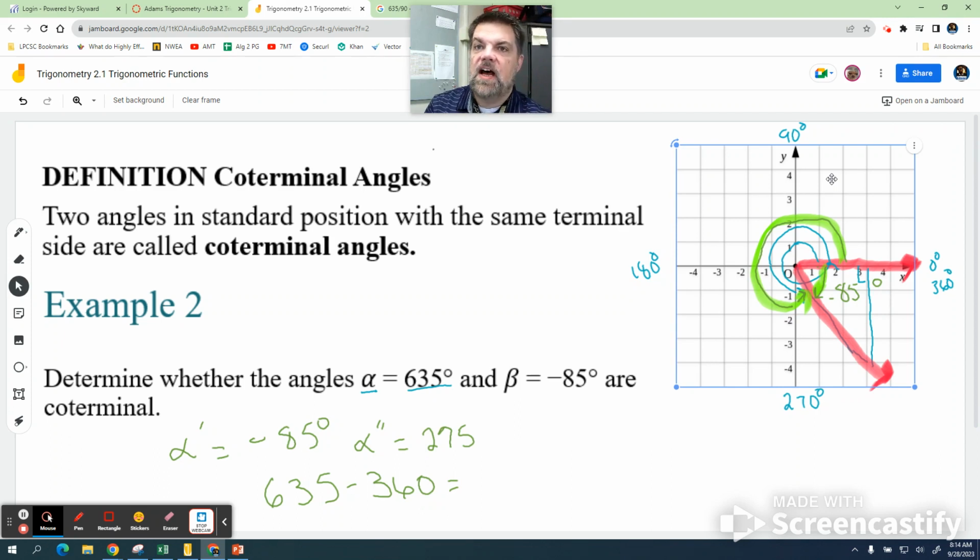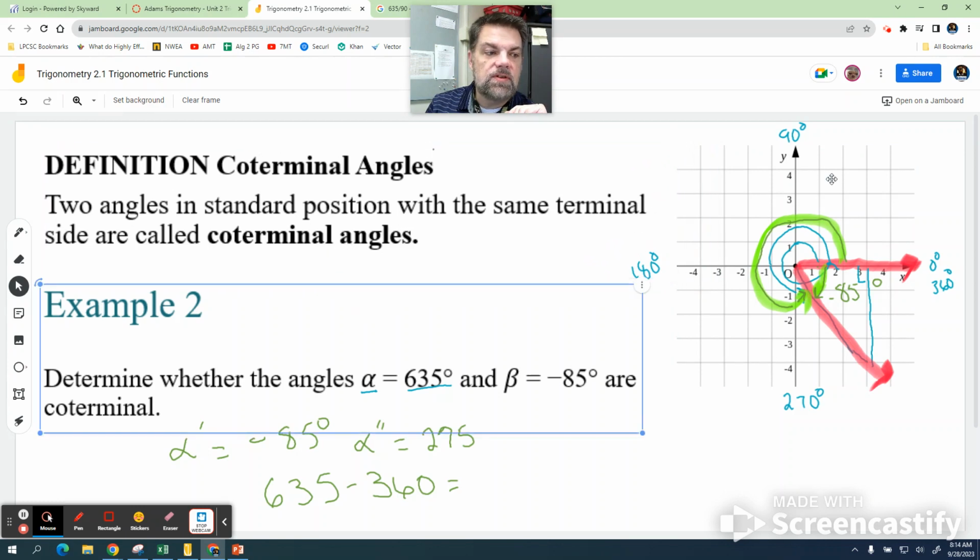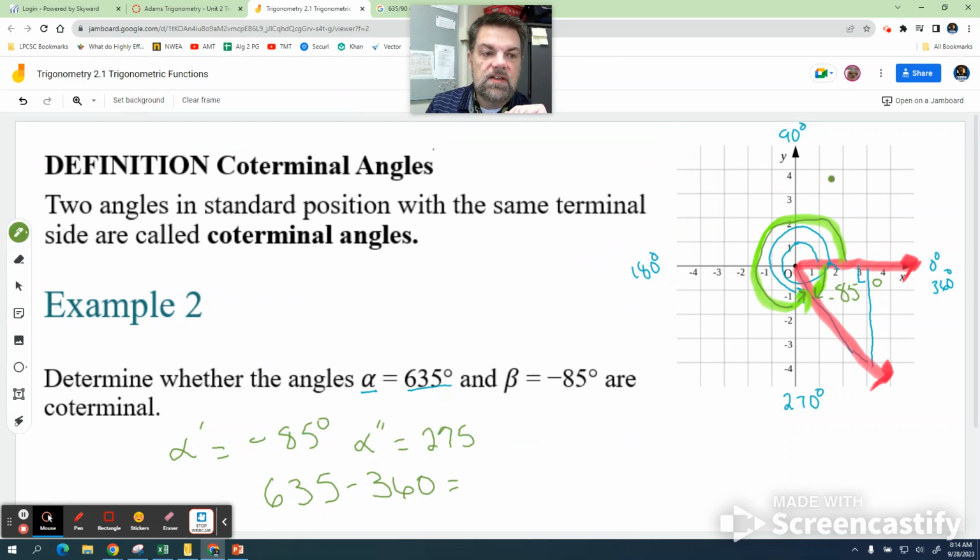Let me address the alpha prime, alpha double prime. I want you guys to see that the reason I use the alpha prime notation is that this angle is not necessarily alpha. Alpha is 635 degrees. We're asked to find the coterminal angles, right?